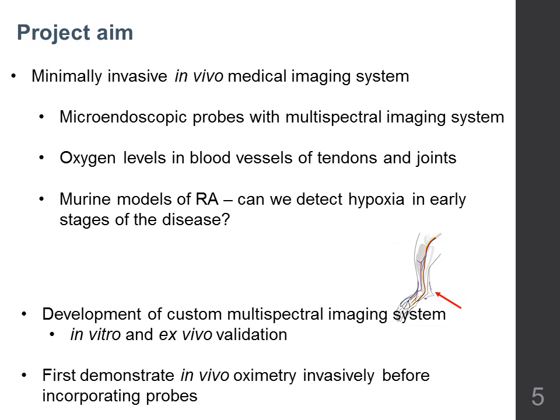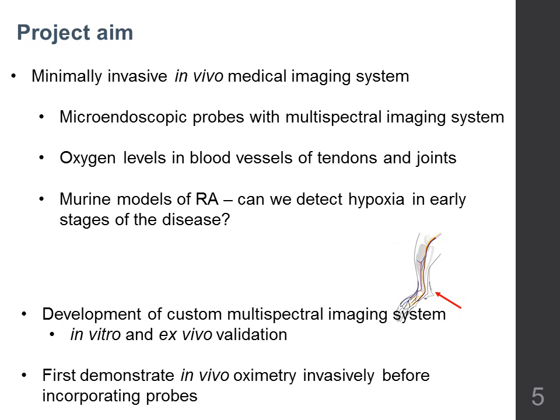So I basically started with the development of the custom multispectral imaging system. The vessels that I have been looking at in tendons and joints in mice are quite small, so it's a microcirculation in the tendon tissue. For reasons I'll go into in a minute, we use the blue wavelengths for that.